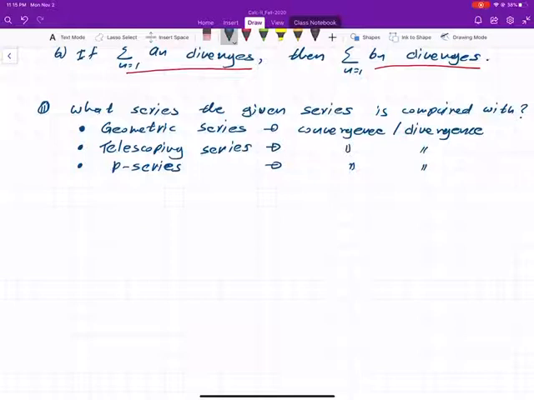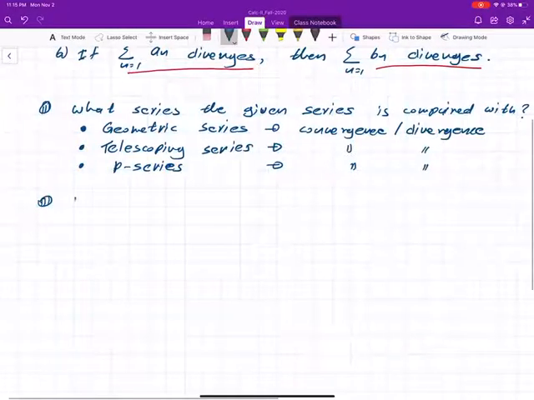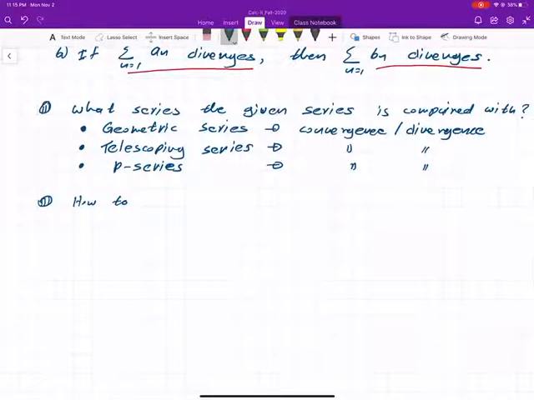Then the next bullet is how to derive the second series. Okay, now let's talk how to derive the second series. Only the first series will be given to you, so you have to derive the second series.